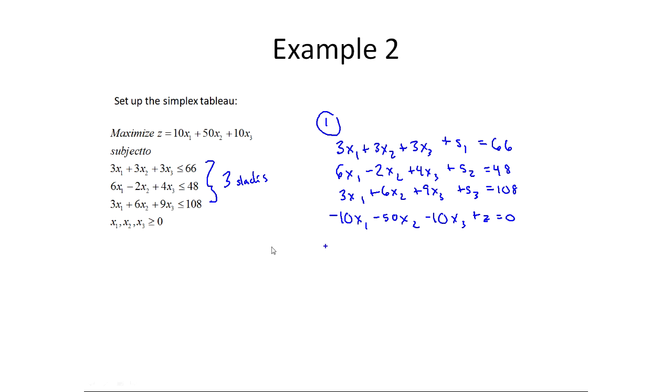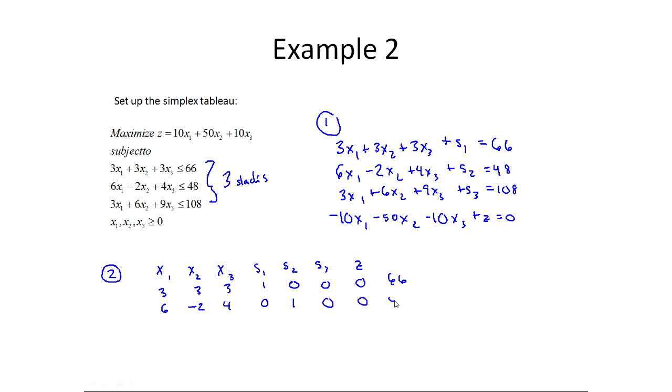So now I can write my tableau, and remember, you want to label your columns. The order is important. So each variable gets a column, so x1, x2, x3, s1, s2, s3, and z. And now you just write it exactly how you see it. So 3, 3, 3, 1, 0, 0, 0, and 66. Then I'm looking at the second equation, 6, minus 2, 4. There's no s1, but there is an s2, and 48. And for my last constraint, I got 3, 6, 9, 0, 0, 1, 0, 108.